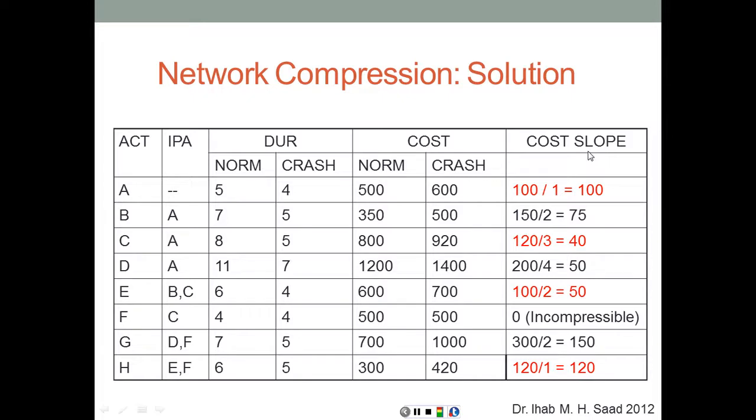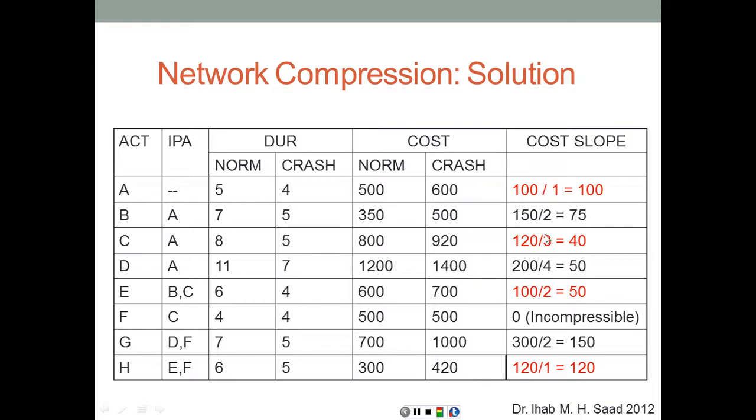Now looking at the cost slopes for the different activities from the initial table, we look at crash cost minus normal cost divided by normal duration minus crash duration, which is delta C divided by delta T. So in this case, it's 100 divided by 1. It is 150 divided by 2. It is 120 divided by 3, it is 200 divided by 4, 100 divided by 2, 0. Activity F is incompressible, and then 150 and 120.